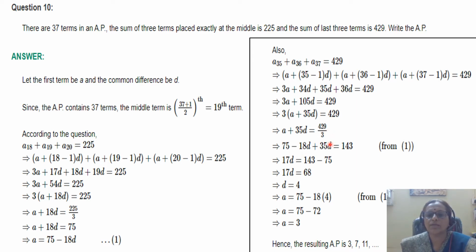But the value of a you have, so substitute that value of a and simplify it for d. d is 4. Now the value of a from equation 1 is 75 minus 18d. With d as 4, substitute, and you have the value of a as 3. So the resulting arithmetic progression is 3, 7, 11: the value of a is 3, the value of d is 4, 3 plus 4 is 7, 7 plus 4 is 11, and so on. So this is your arithmetic progression.